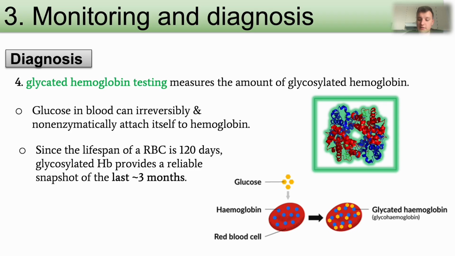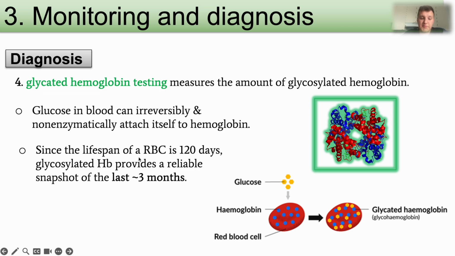And the last one is to look at the glycated hemoglobin testing measure. So this is hemoglobin, and you have these glycosylations. I don't know if you see them in green. You have these little glucoses that are all around this hemoglobin, and basically you're measuring that. So glucose in blood can irreversibly and non-enzymatically attach itself to hemoglobin. So glucose binds onto hemoglobin. I know we're not used to thinking of this, it's always oxygen, but there are glycosylations on the hemoglobin.